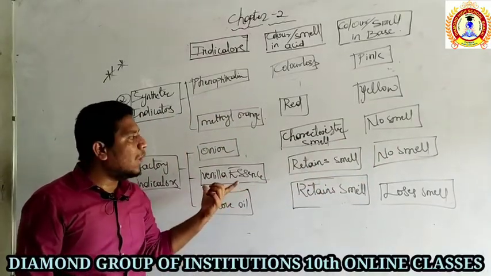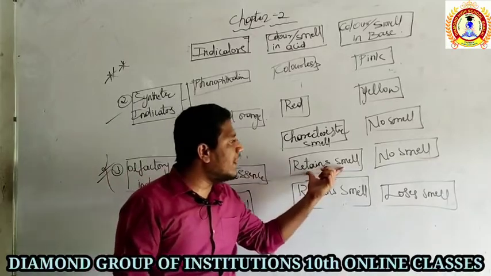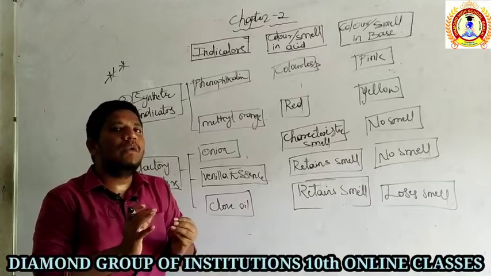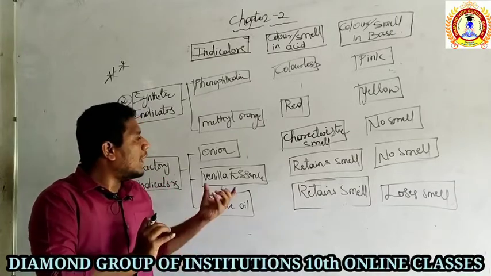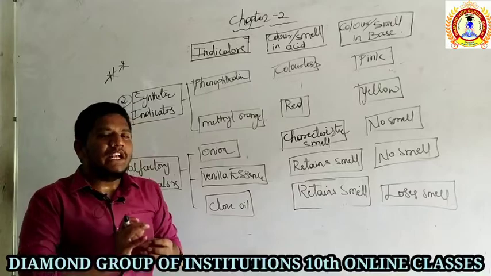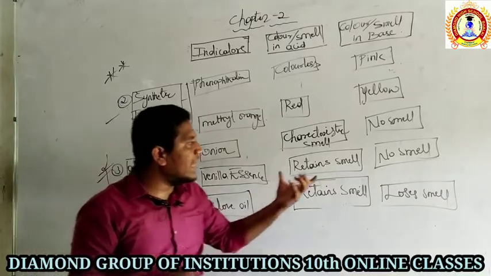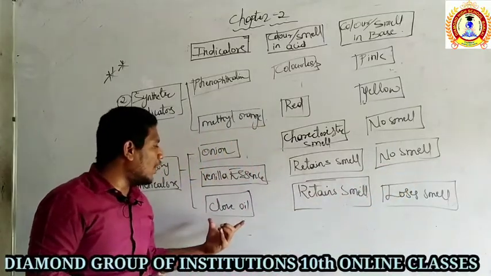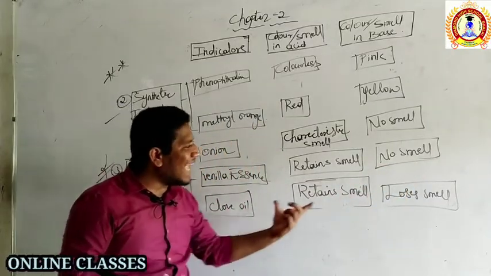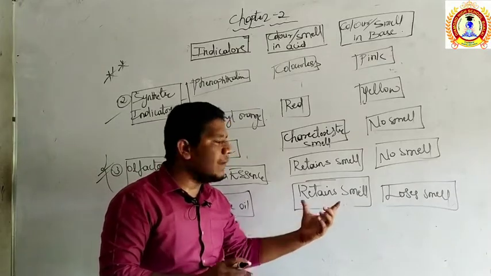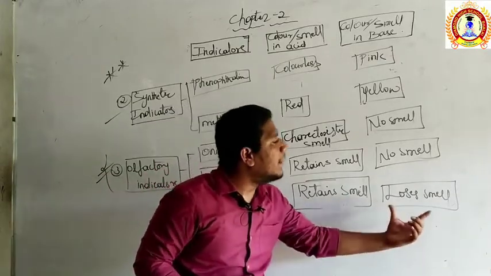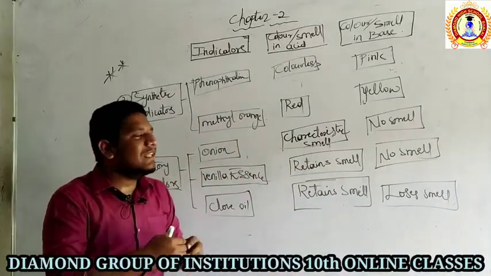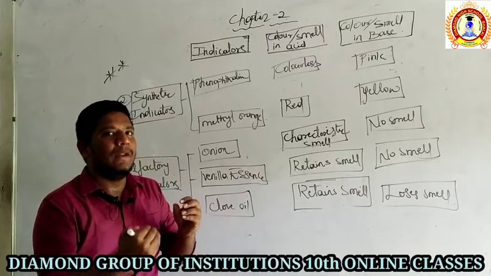Vanilla essence in acid has a retained smell. Retained smell means the smell is held. When vanilla essence is kept in acid, it holds the smell, that is known as the retained smell, but in base there is no smell. Again, clove oil in acid has the retained smell, but in bases it loses the smell. Means the smell it had before will not be there.